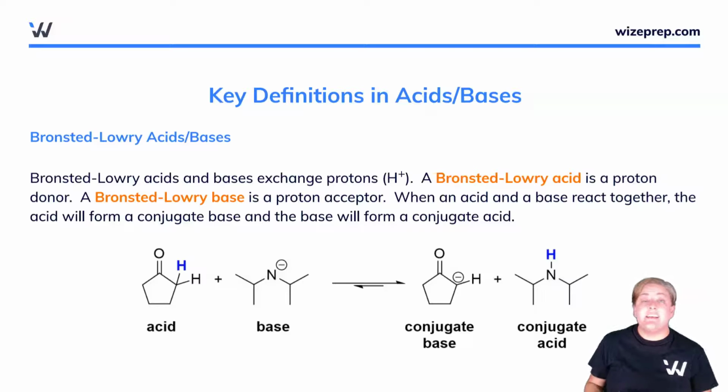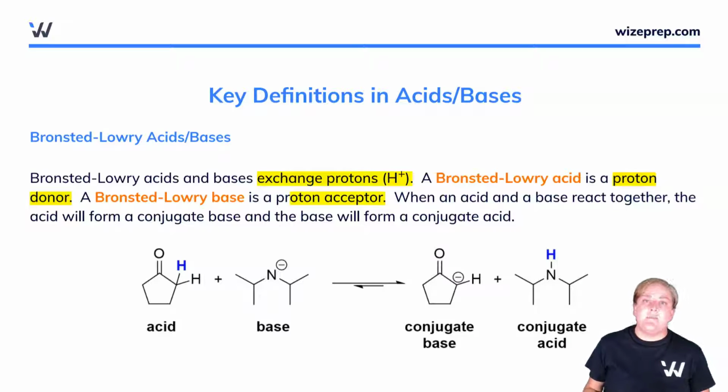There are three key definitions that you're going to need to know in order to properly understand acids and bases in organic chemistry. We start with arguably the most important, the Bronsted Lowry acid and base. These exchange protons, or H+. A Bronsted Lowry acid is a proton donor. A Bronsted Lowry base is a proton acceptor.